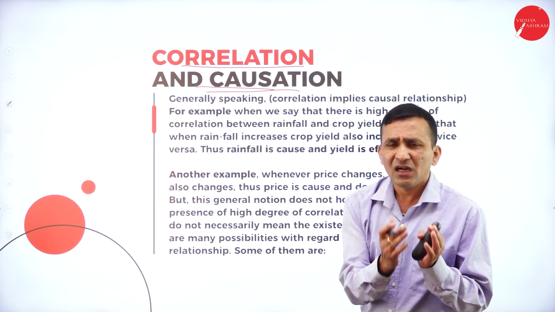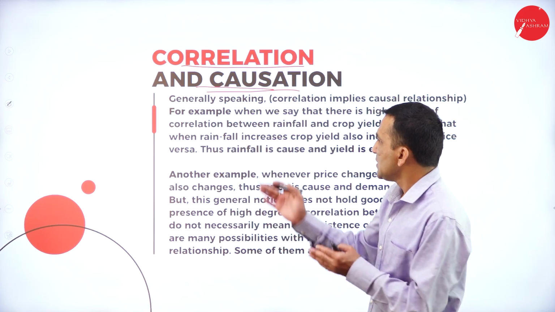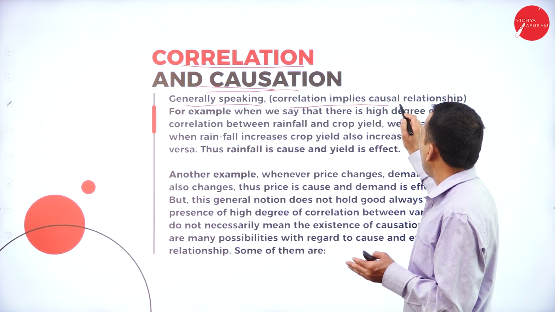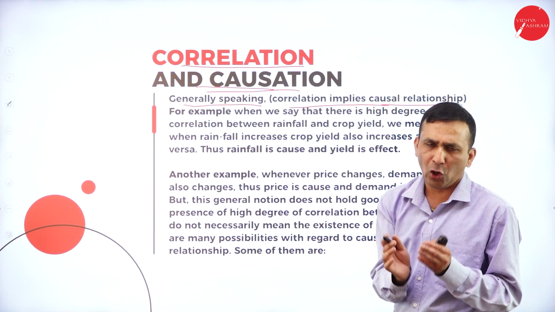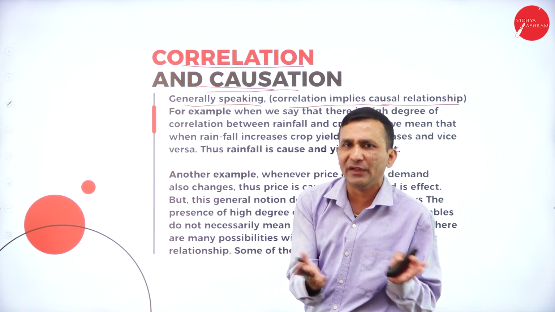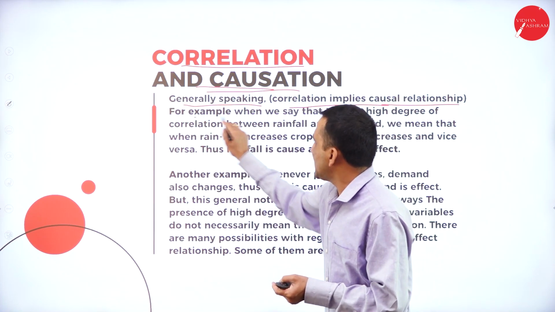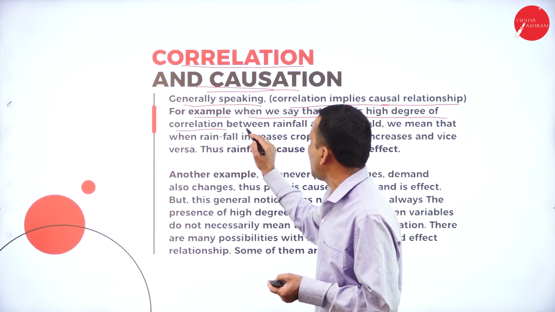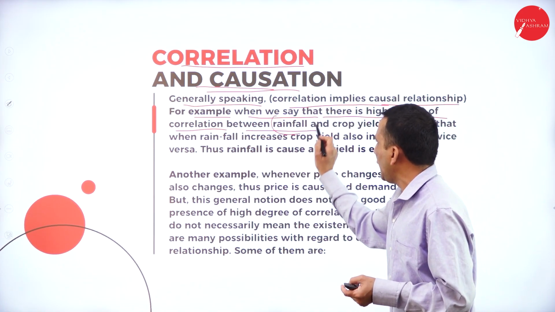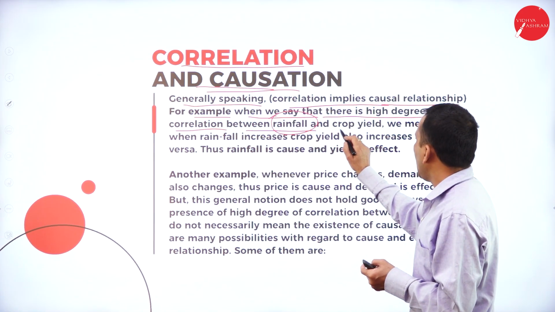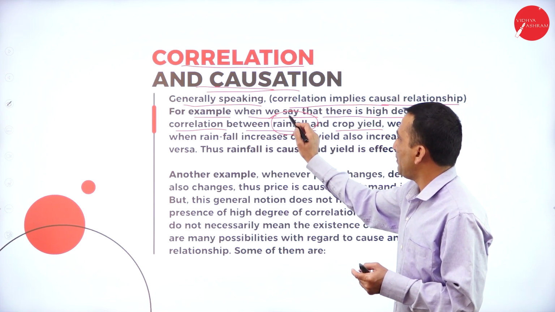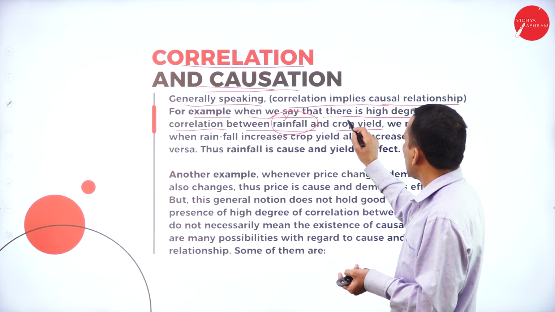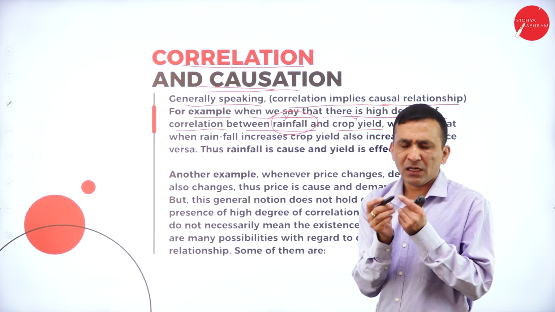So how are we trying to find out the cause? At the time of prediction, generally speaking, correlation implies a causal relationship. We are always trying to connect correlation with a causal relationship. For example, when we say that there is a high degree of correlation between rainfall and crop yield, rainfall is one variable, x, and crop yield is y.